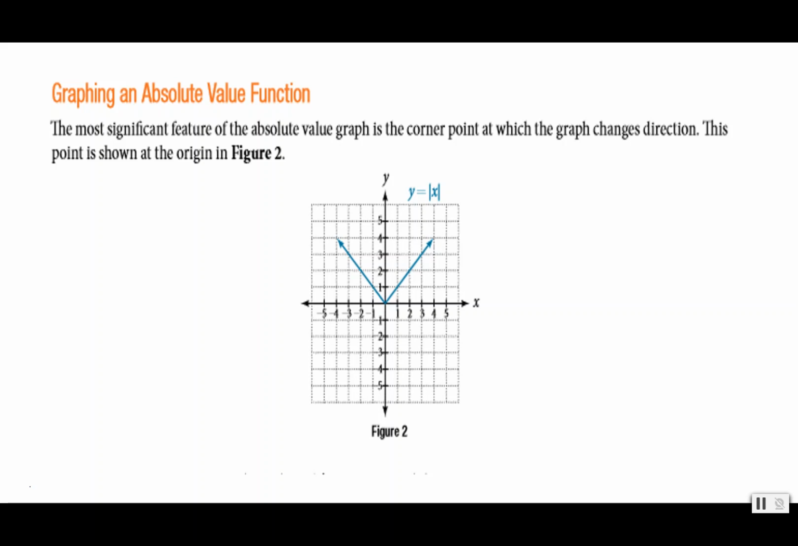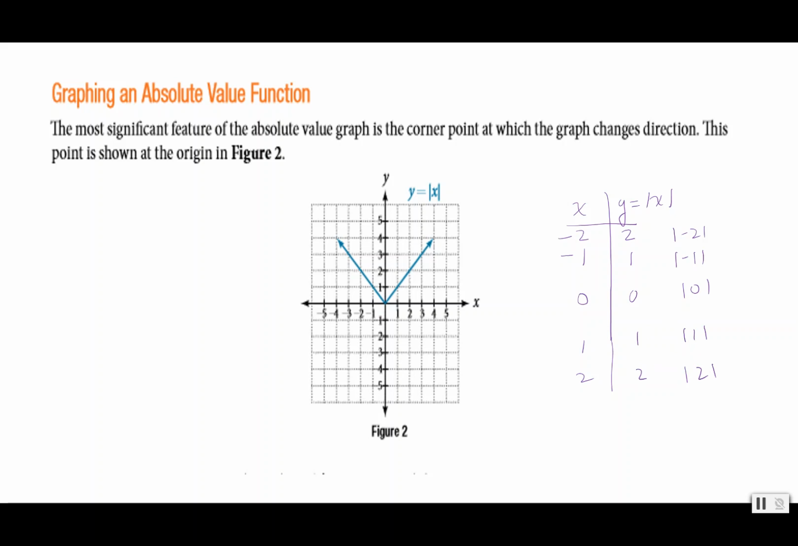How do we get that? Well, if we substitute some values, let's go -2, -1, 0, 1, and 2. Those are our x values. y is equal to the absolute value of x, so the absolute value of -2 would be 2. The absolute value of -1 is 1. The absolute value of 0 is 0. The absolute value of 1 is 1. The absolute value of 2 is 2.